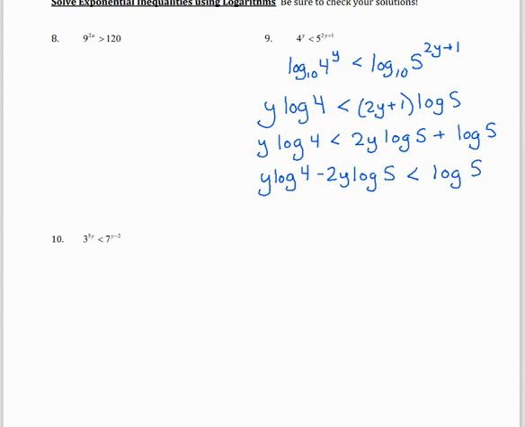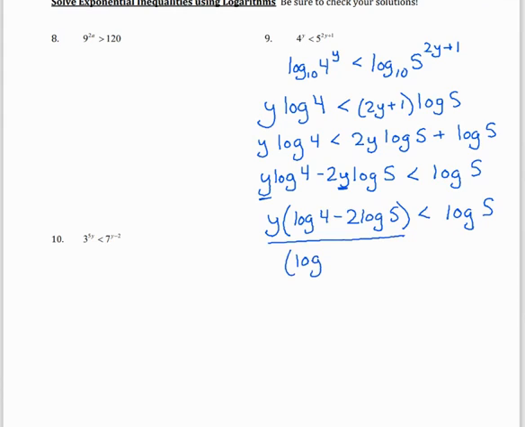At this point, I will factor out the y right here. So I take out a y, I'm left with log 4 minus 2 log 5, and it's less than log 5. From here, we're going to divide by that quantity. Now, one important thing that you do check in this case is that because this is an inequality, we need to actually know, is this log 4 minus 2 log 5, what I'm dividing by, positive or negative, right? Because if it's negative, I need to flip my symbol.